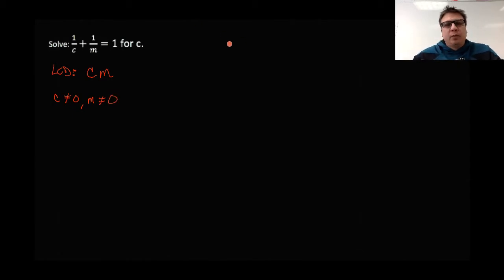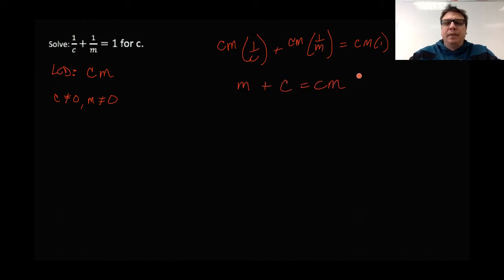All right, so now we're going to go through and multiply every single term by cm. So cm times 1 divided by c plus cm times 1 over m is equal to cm times 1, which we know is just going to be cm. So now we simplify this. The c's go bye-byes. I'm left with m plus c is equal to cm. So I want to solve for c, which means I need to get all the c's on one side. So in that case, we'll subtract c from both sides. Now I get m is equal to cm minus c.